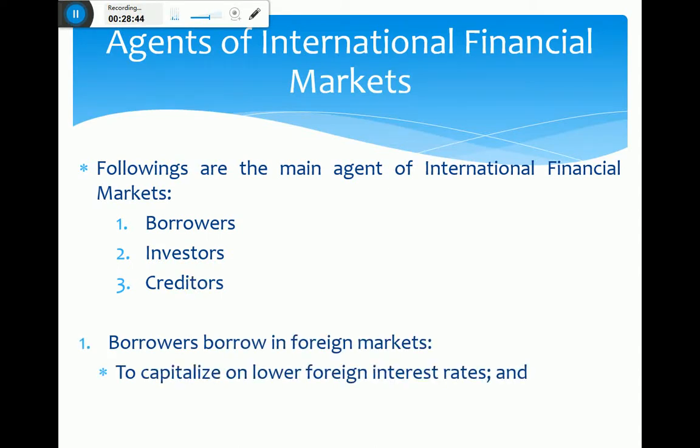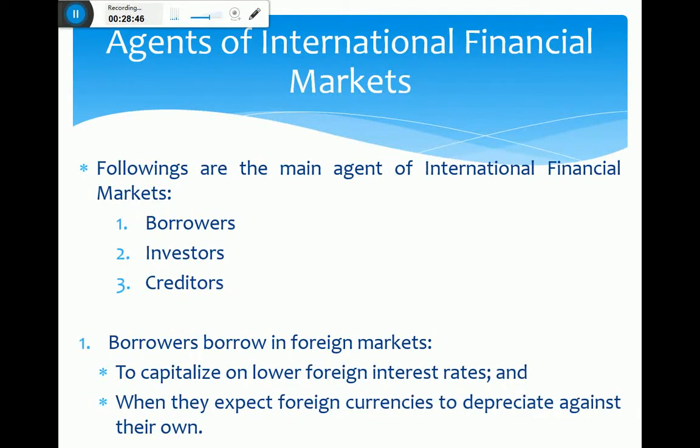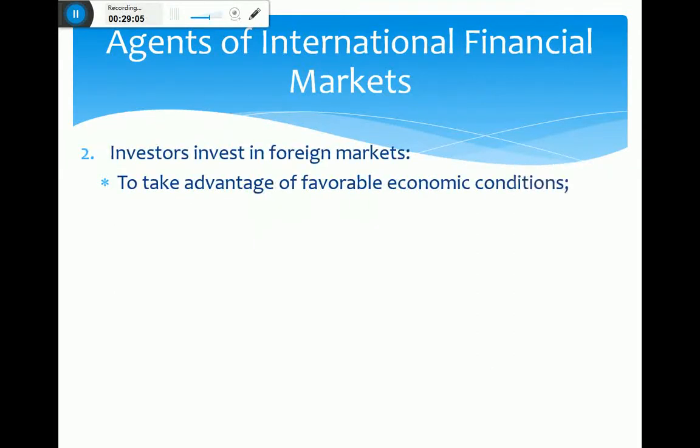Why do the borrowers participate in the foreign markets? To capitalize on lower foreign interest rates, and when they expect foreign currencies to depreciate against their own. So there are two main reasons when borrowers participate in foreign markets, which could be any of those 5 international financial markets.